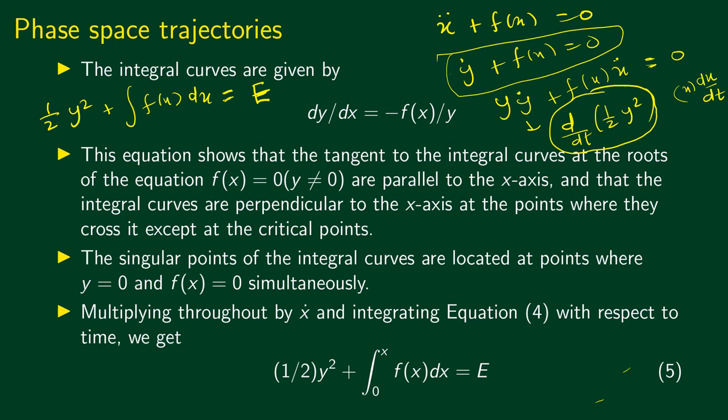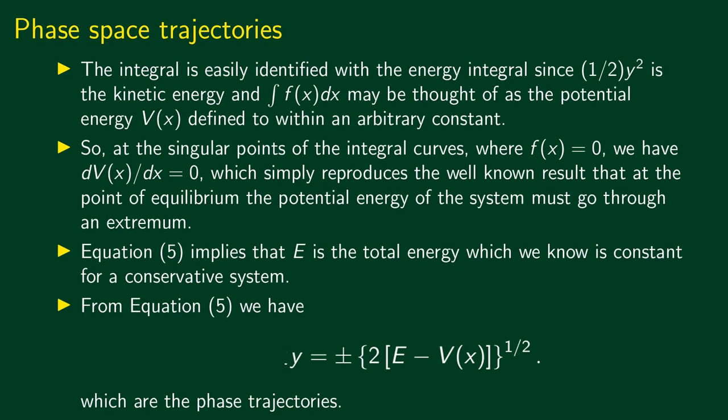All right, so we get this nice equation, half y square plus integral 0 to x f of x dx is equal to E. If you look at this, it is actually the total energy of the system. Half y square, half x dot square, so if you have a mass there, it's half m x dot square, which is the kinetic energy.